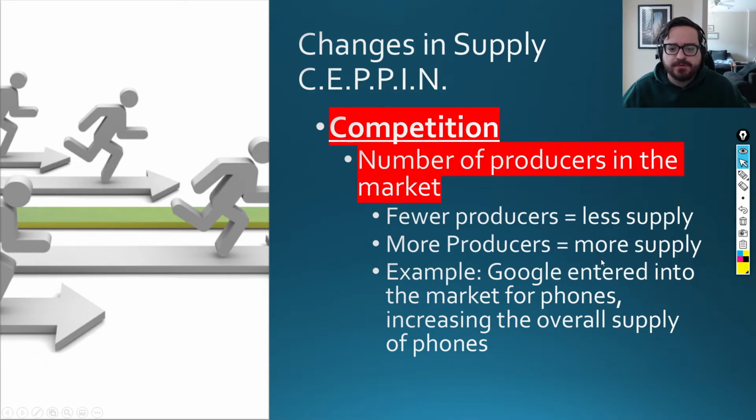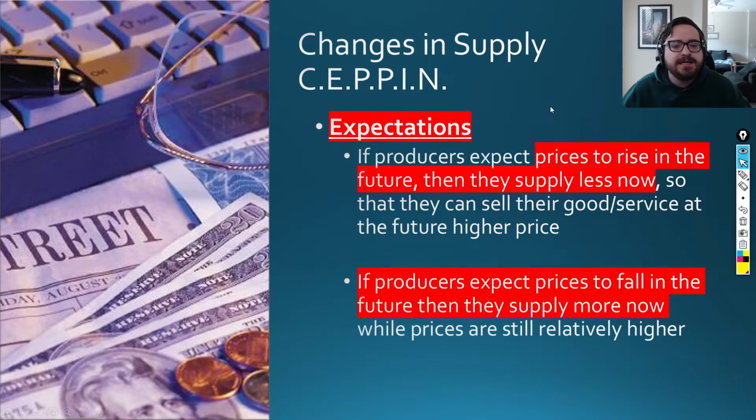More producers, more supply. Fewer producers, less supply. So it's just like population was. Expectations. This is expectations of future price changes again, except this is from the producer's perspective.